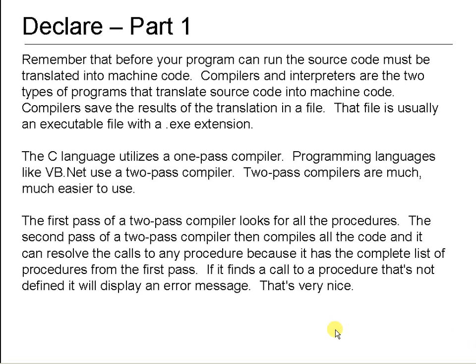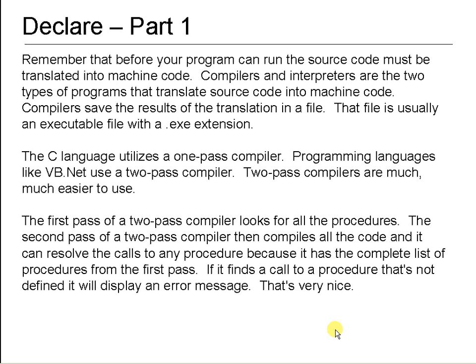Remember that before your program can run, the source code must be translated into machine code. Compilers and interpreters are two types of programs that translate source code to machine code. Compilers save the results of the translation in a file. That file is usually an executable file with a .exe extension. The C language uses a one-pass compiler. Programming languages like VB.NET use a two-pass compiler.